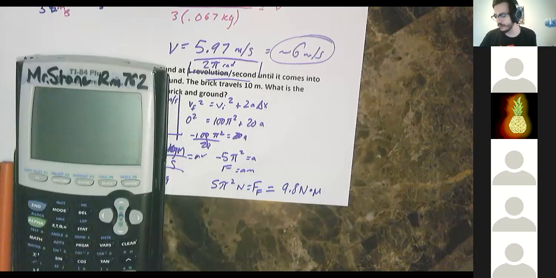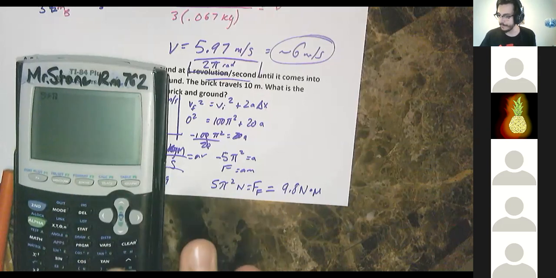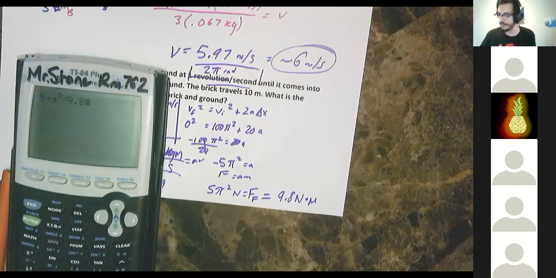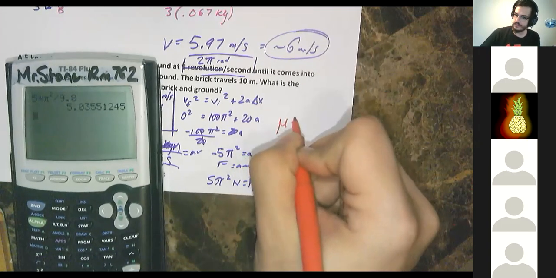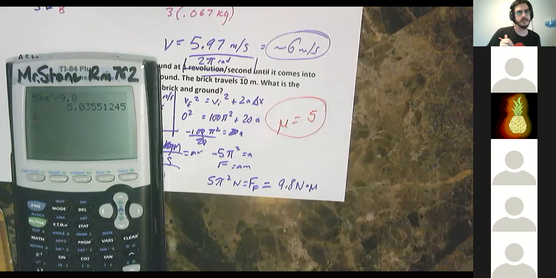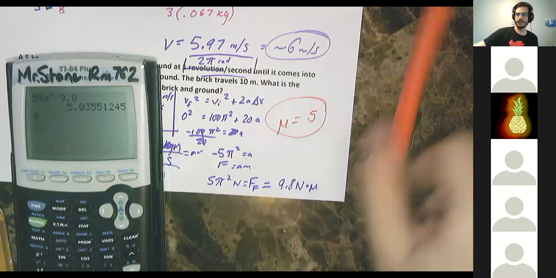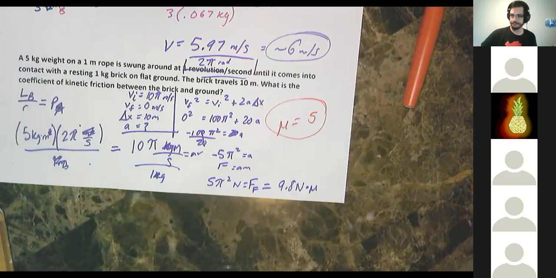Well, pi squared is pretty close to 9.8 actually. 5 times pi squared divided by 9.8. And mu is just about 5. Remember, mu is unitless. It's just a ratio. Yeah, pi squared is what, 9.85? There you go. So this is an extremely sticky brick.